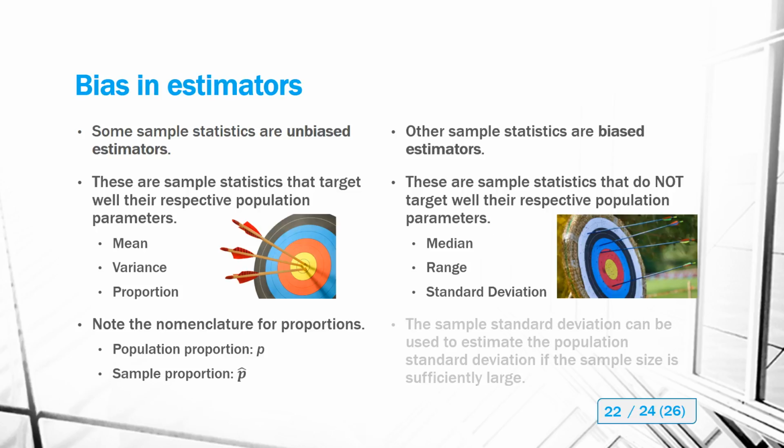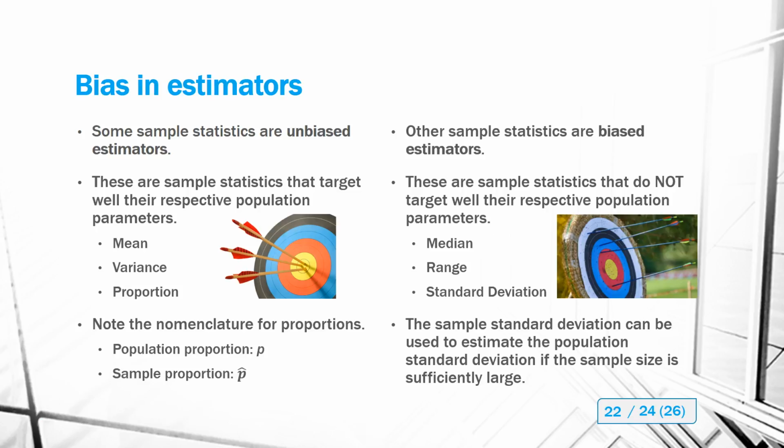Now, one thing to note about the standard deviation is that often we will use the sample standard deviation to estimate the population standard deviation. But we have to have a large enough sample size to do this. The reason we can get away with this is that the larger the sample, the smaller the bias in the biased estimator. If your sample size is sufficiently large, the bias you get from the standard deviation becomes small enough to be practically negligible. So with a sufficiently large sample size, you can use the sample standard deviation to estimate the population standard deviation.